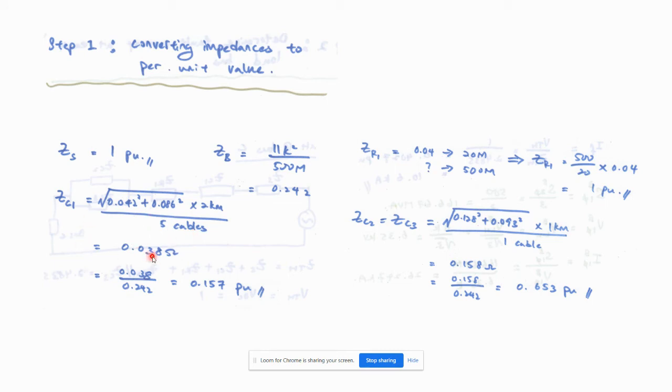This is not a per unit. So you divide this by the Z base. So this is the magnitude of the impedance. Multiply by the 2 km because you are given it on a per km basis. And then you have 5 cables, so you divide by 5 cables, and you get this ZC1. This ZC1 is converted to per unit, divided by the base value.